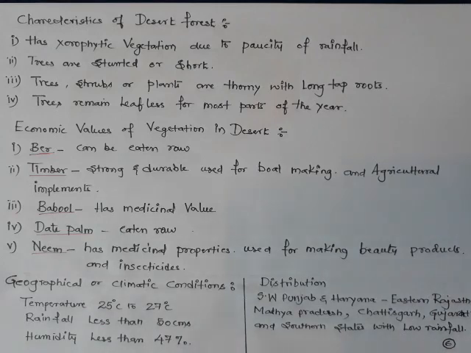Climatic conditions that support desert vegetation or forest: temperature of 25 to 27 degrees Celsius. This is very, very common all over India. Rainfall of less than 50 centimeters, humidity less than 47%. And the places where these types of forests are found are southwest Punjab, Haryana, eastern Rajasthan, Madhya Pradesh, Chhattisgarh, Gujarat, and southern states with low rainfall.